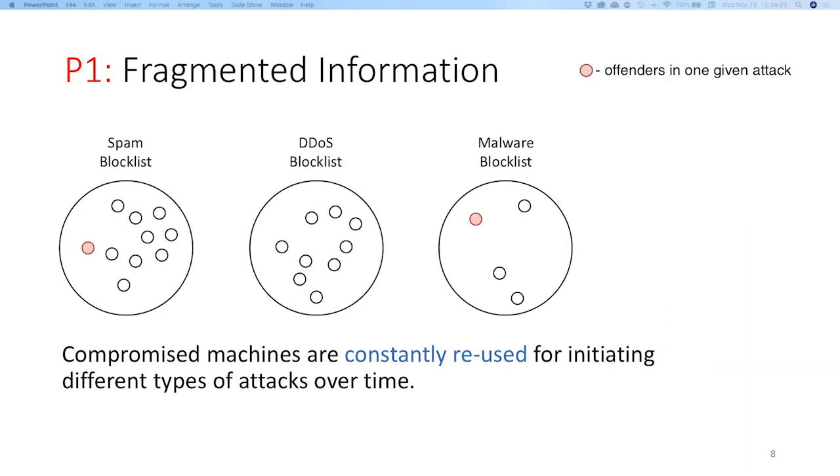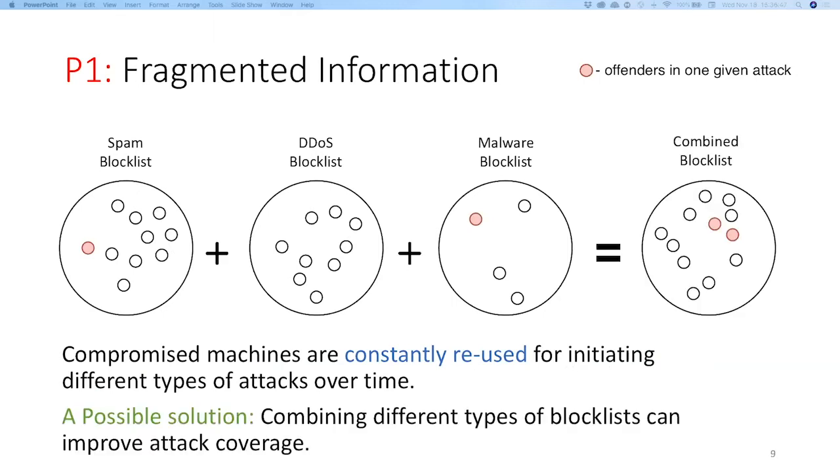However, it is also known that compromised machines are constantly reused for initiating different types of attack over time. So if there is an IP address that sent you spam today, about 3 months later, they could send a DDoS attack. So monitoring different blocklist types could be helpful in capturing attackers more proactively. So a possible solution is that you could combine blocklists of different attack types, and you could hope to capture more attackers.